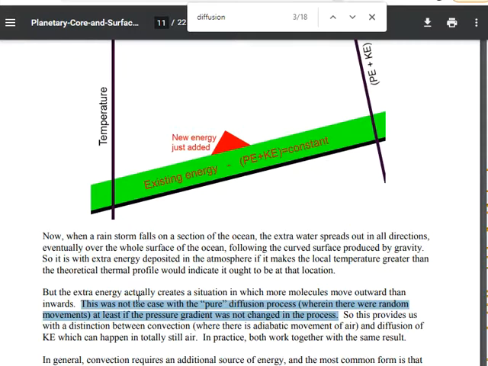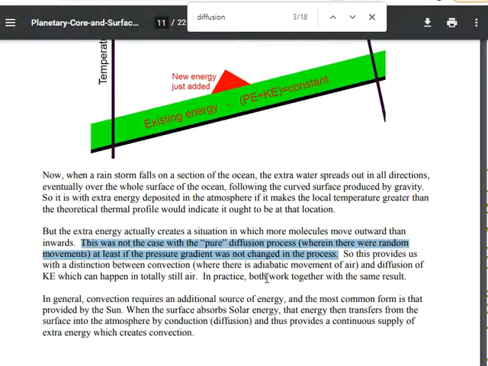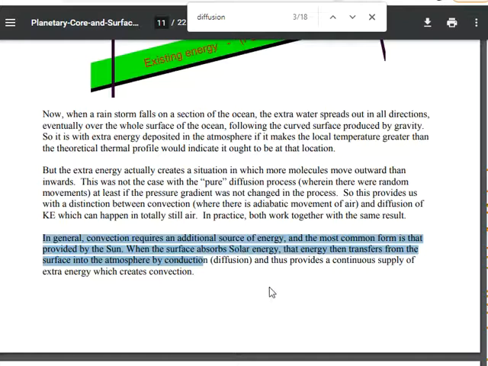But he says this was not the case with the pure diffusion process, where there were random movements. At least if the pressure gradient was not changed in the process. So this provides us with a distinction between convection, where there is an adiabatic movement of air, and diffusion of kinetic energy, which can happen in totally still air. In practice, both work together with the same result. Right now, I'm not claiming to understand his argument. I'm just kind of struggling along to see if there's anything I can grab hold of in any of this.